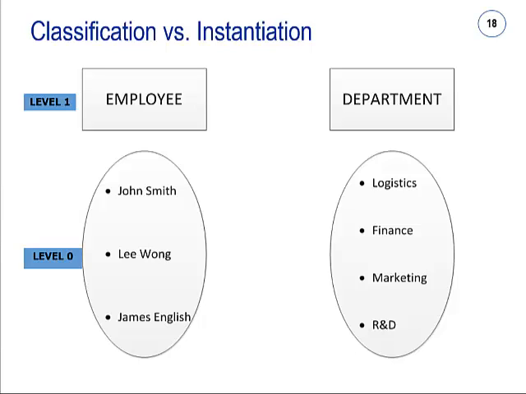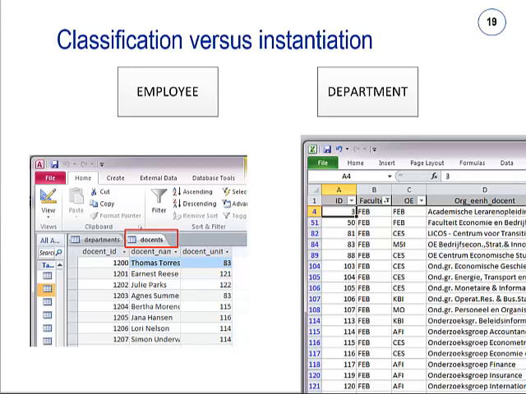Just to give you another example, here you can see it being visualized in Microsoft Access. We have employee and department. These are the types. In Microsoft Access, you can then see the employees, Thomas Torres, Ernest Rees, Julie Parks. These are all employees. Right? You can then have various departments as well. So it's very important to be aware of this distinction here.